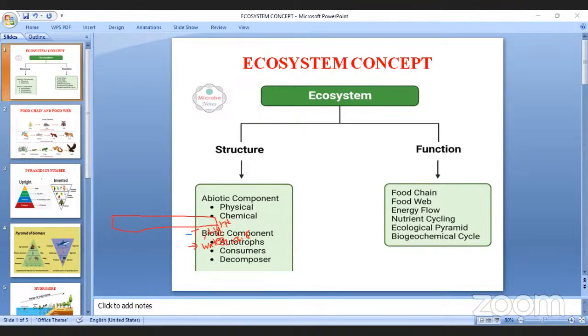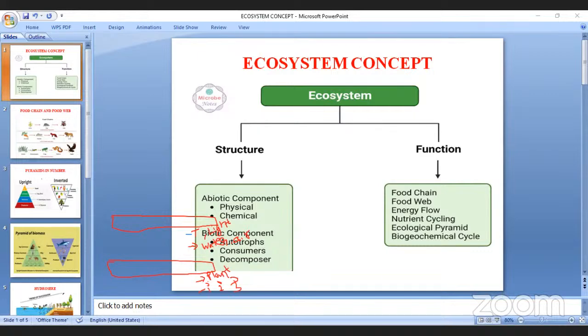Now, if you see the biotic components, they are autotrophs, consumers, and decomposers. Autotrophs are plants, and they are called primary producers. And the consumers are dependent on the primary producers. Among the consumers, there are primary consumers, secondary consumers, and tertiary consumers. So the primary consumers depend on plants, secondary consumers depend on primary consumers, and tertiary consumers depend on secondary consumers. So these are the consumers.